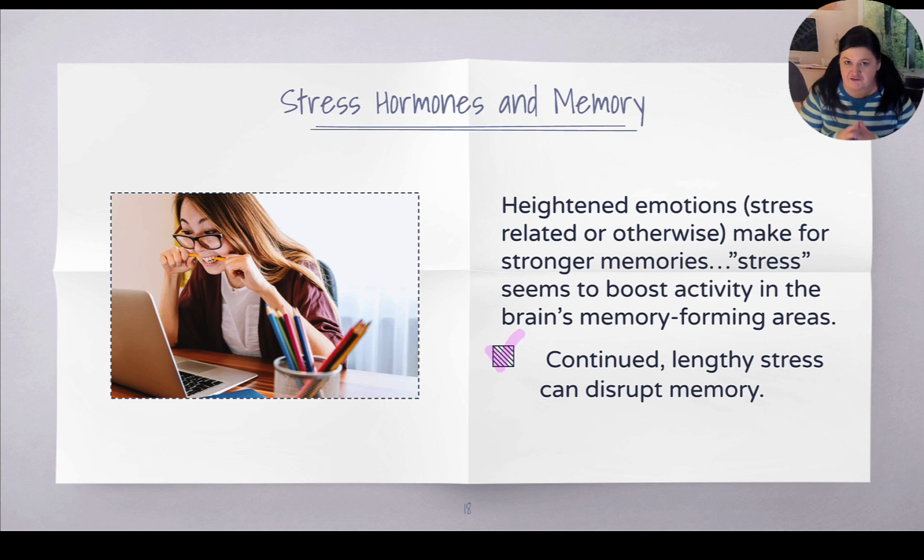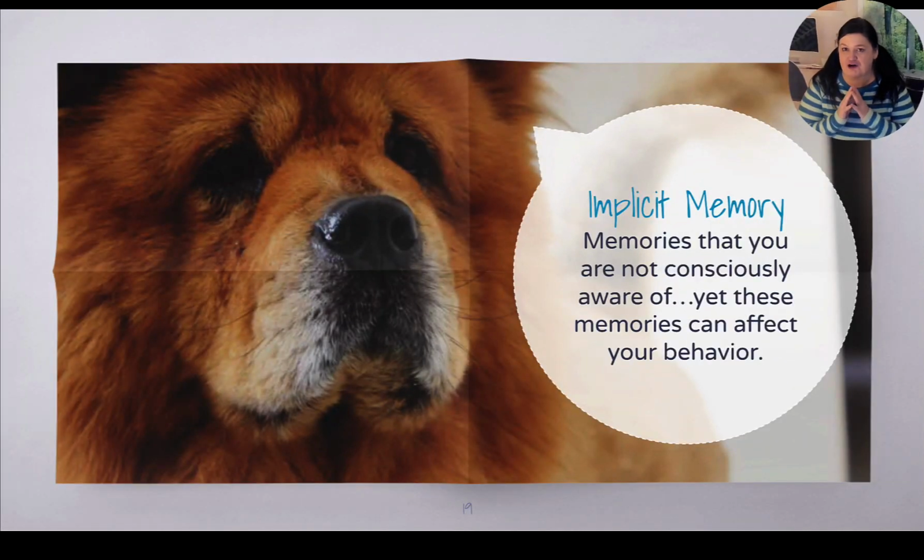Okay, so let's talk about the difference now between implicit and explicit memories. Implicit memories are memories that you are not even consciously aware of, right? However, those memories can affect your behavior.